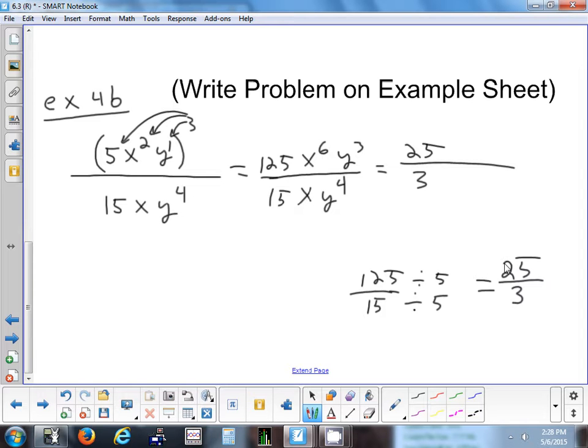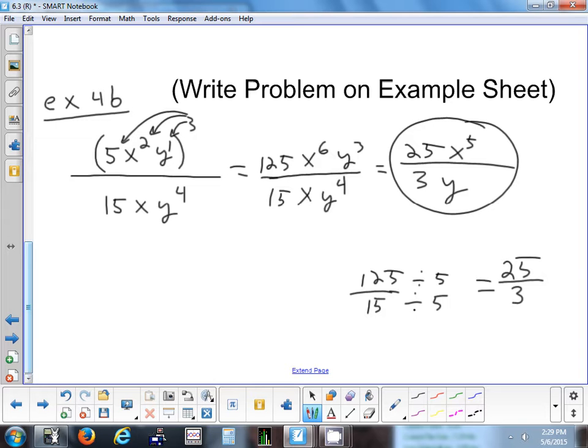Can 25 and 3 be reduced anymore? Nope. Okay, x's. They're going to go on top or bottom? Top. X to the what power? Okay, y's. Top or bottom? Just y. What power? Just 1. Could you put the 1 here? Would that be wrong? No. You could put the 1, but you don't have to. Any question on 4B?